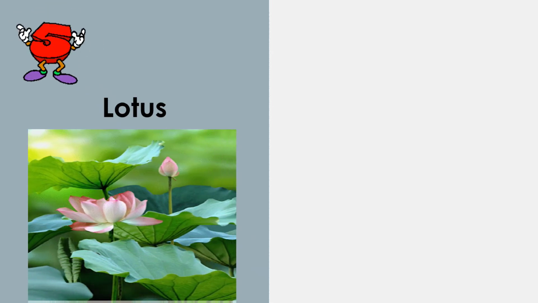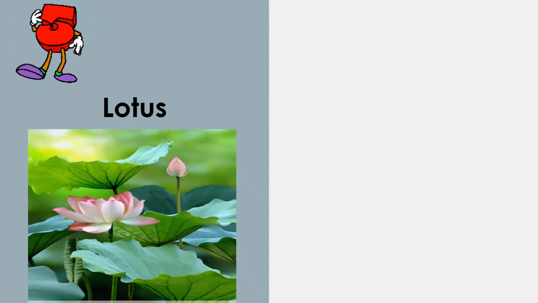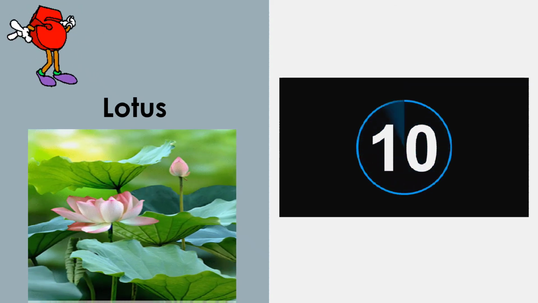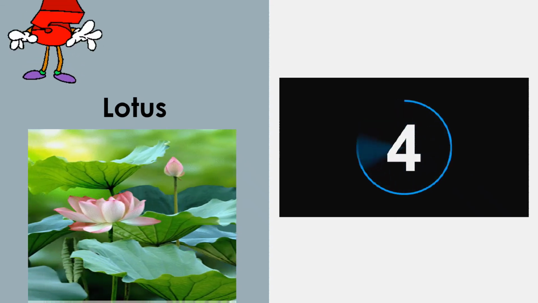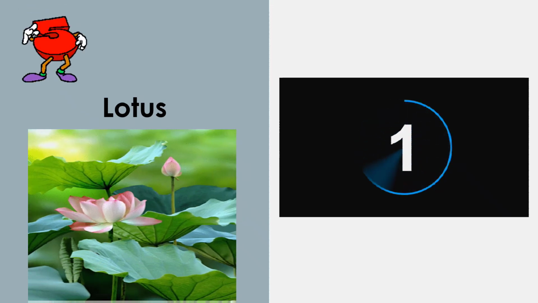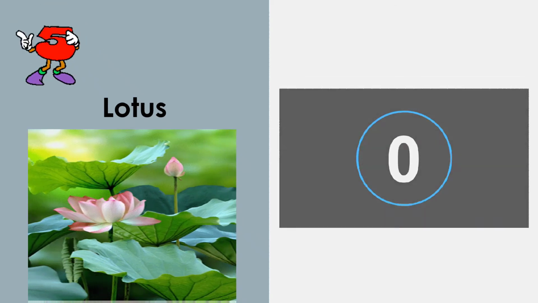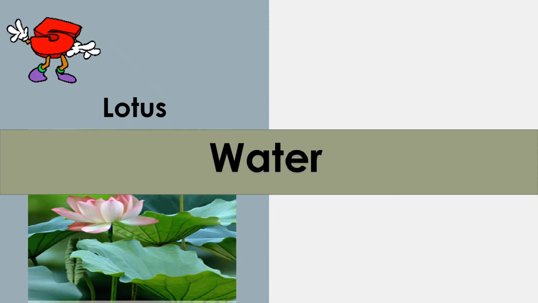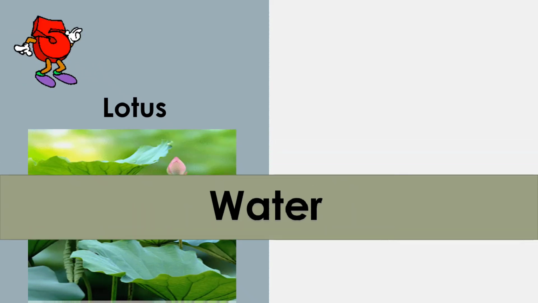We have number 5. Lotus. Where can you find lotus? Timer starts now. Alright, so where do you find lotus? If your answer is in the water, then you got the right answer. Lotus grows in the water.